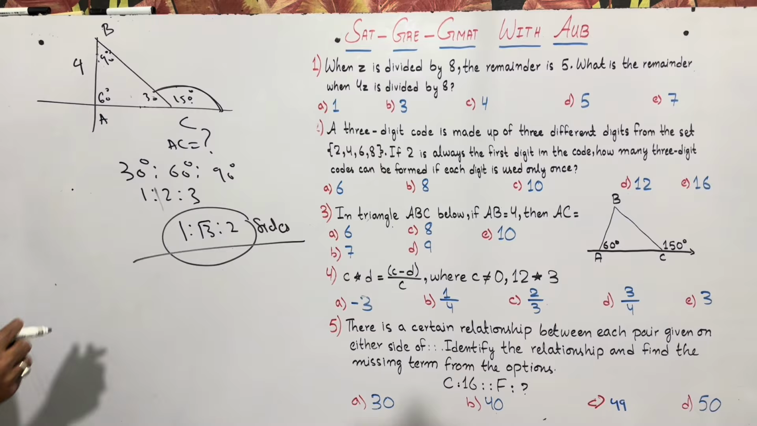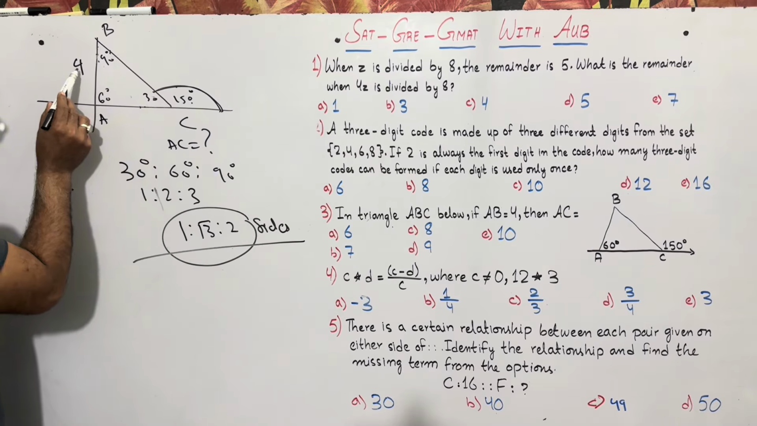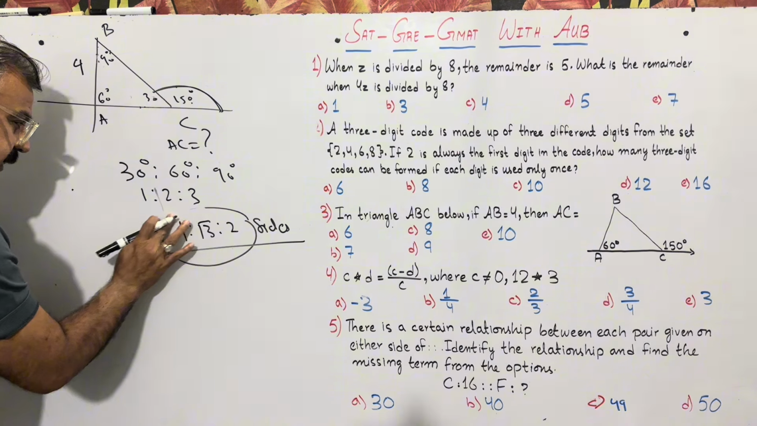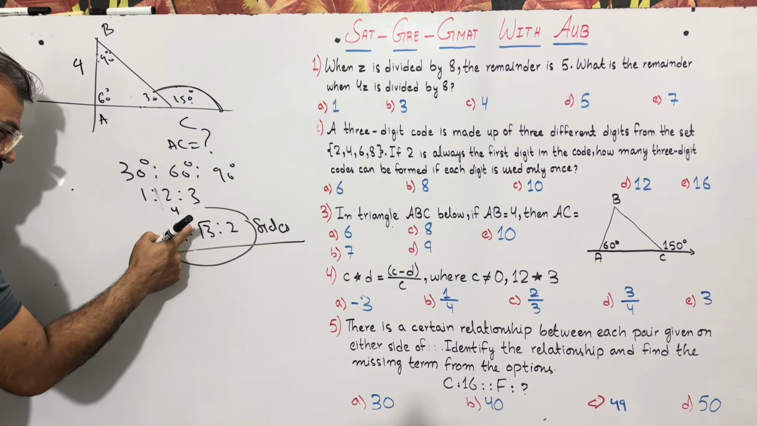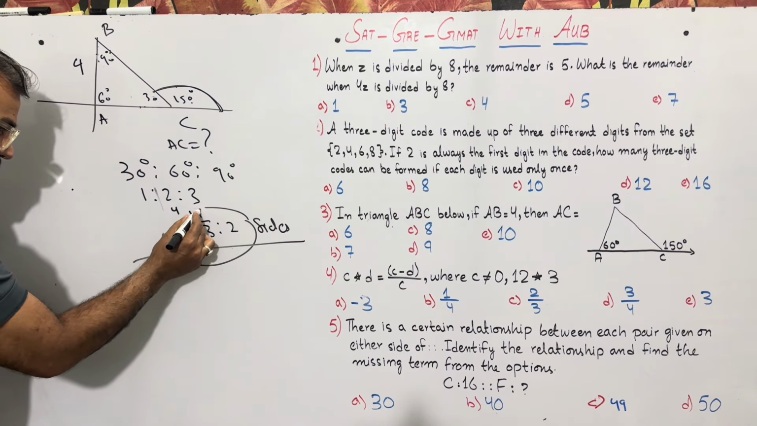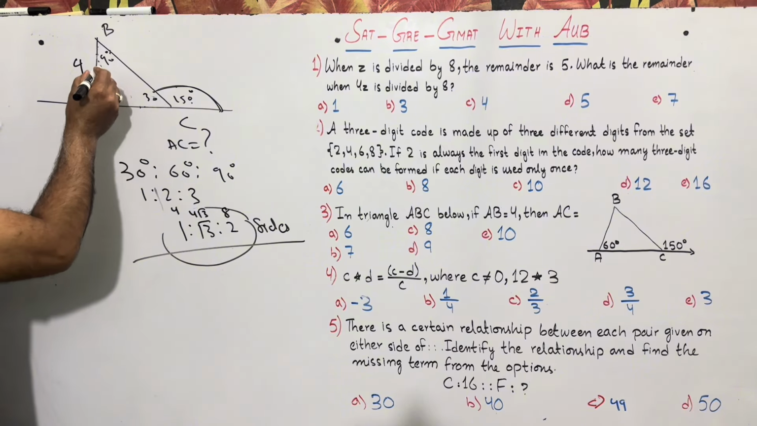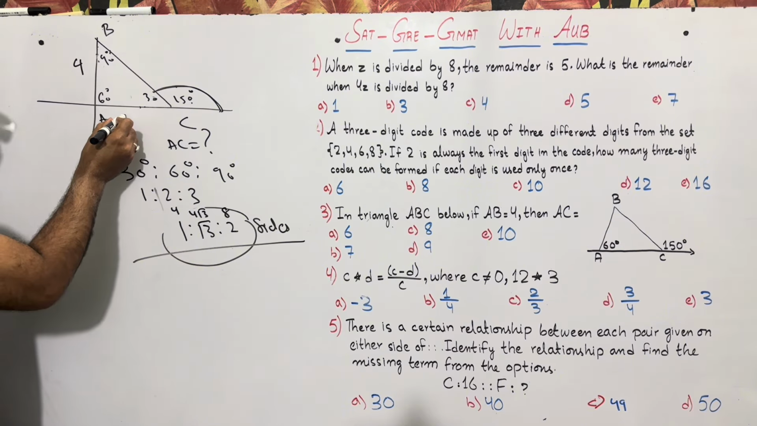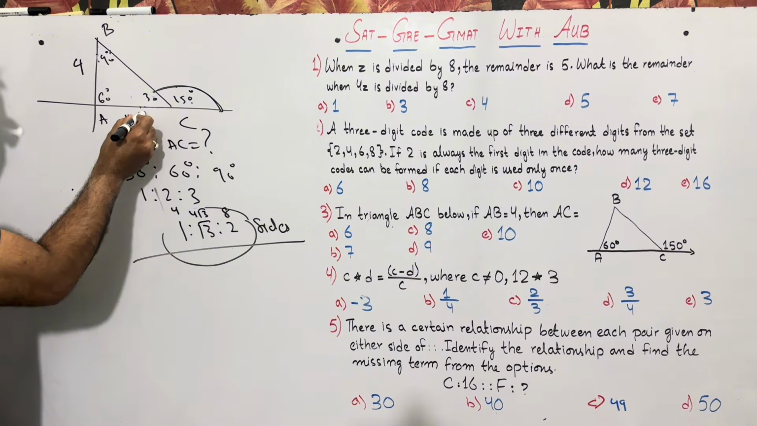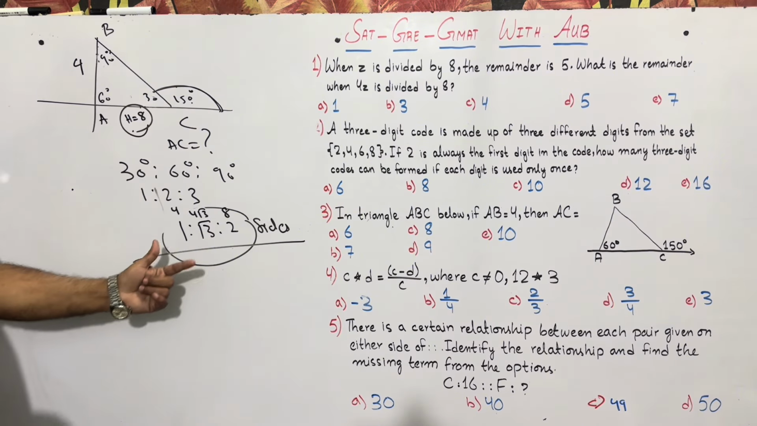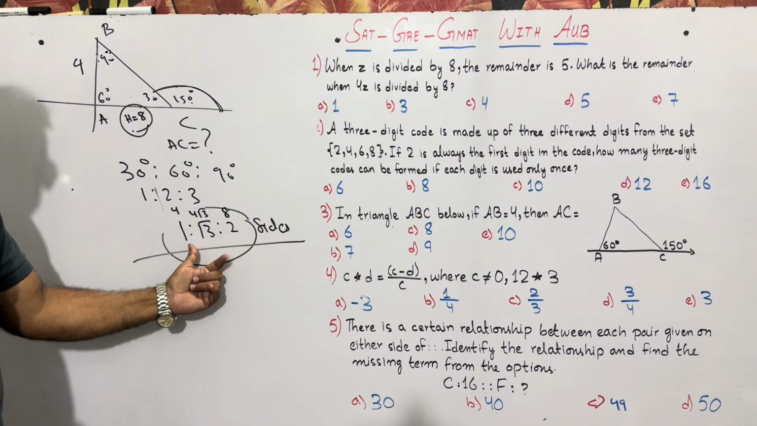Okay, now the smallest angle is 30. Opposite to 30 it is 4, which means the ratio has been multiplied by 4. Multiply the other quantities with 4 as well: 4 root 3, and 4 times 2 is 8. And AC is opposite to 90. It's our hypotenuse and it is the biggest side, that is equal to 8. So AC is equal to 8.